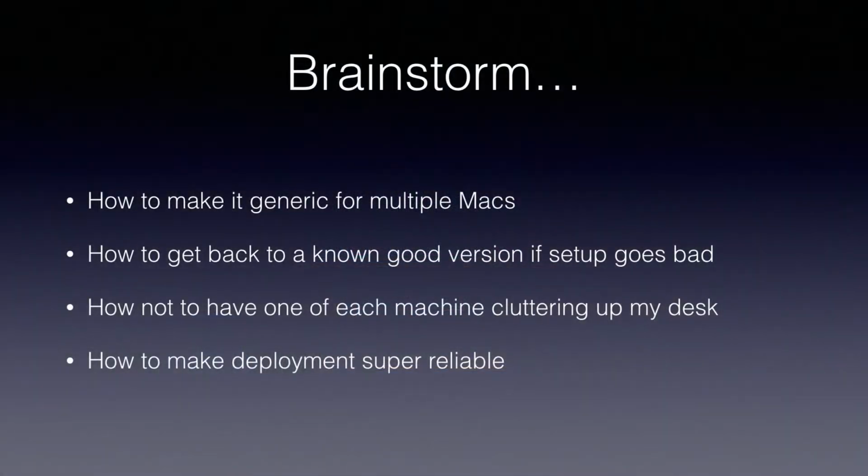So I had a brainstorming session. I said, well, how can I make this generic across multiple machines, right? I hate the fact that it's got to be on all this different hardware. I want to make that as generic as I can. How do I get it back to a known good version if the setup's going bad, right? We don't want to waste an hour. Again, if we have 6 different machines and it's broken on all 6, there's like 6 hours of time gone, right?